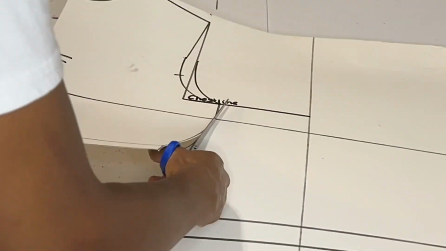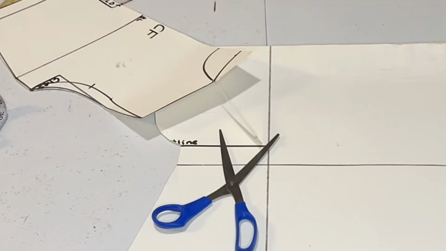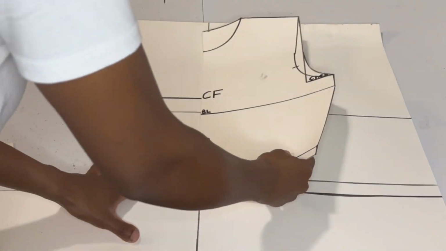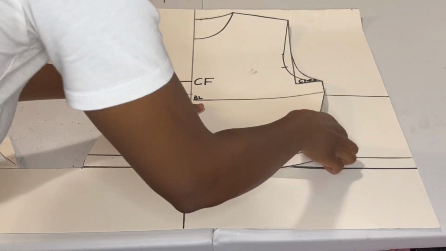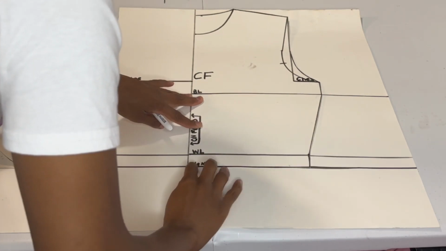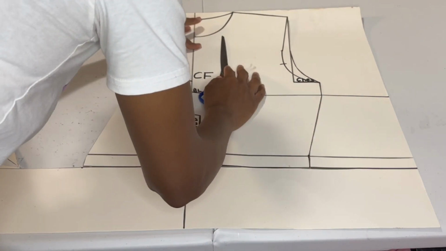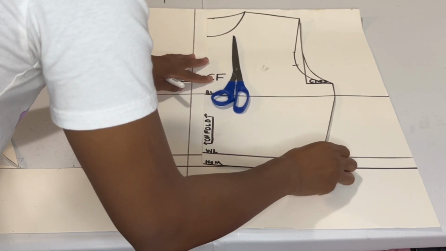Now let's cut this out. This right here, we're cutting the back piece first so we can trace it out. So this is the back piece and the front piece. But first we're going to cut out the back piece only so we can trace it out. So let's put the scissors there so it won't move.